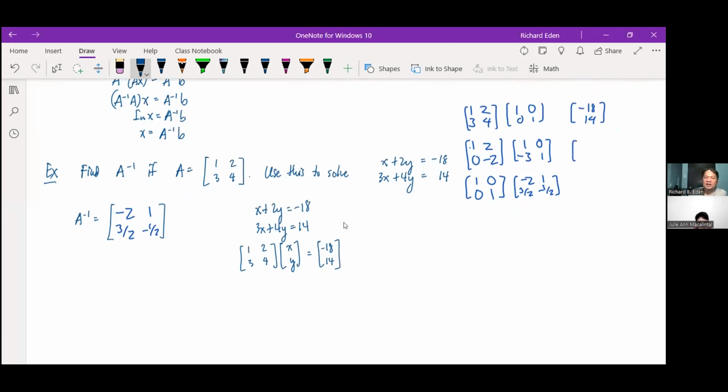Okay, so you have Ax equals b. But then you can multiply by A inverse on the left, and we will get x equals A inverse b. So yun, nung A inverse mo, negative 2, 1, 3 halves, negative 1 half, then multiplied to negative 18, 14, nung b. What this should give us are the solutions of the system. We have 36.